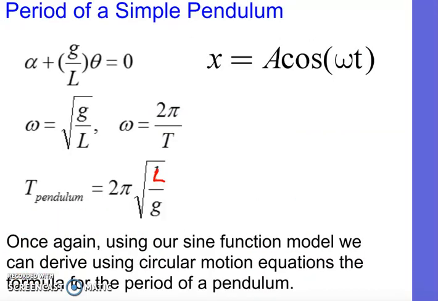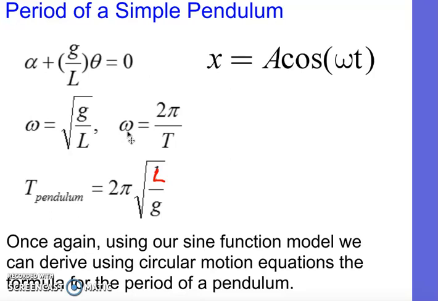Now, just like the mass spring system, our solution is going to be what we call a second order linear differential equation, and that's a mouthful. But basically, when we do some calculus to this, we're going to end up with something that's a sine or cosine function. And the omega is going to end up being the square root of g over L. So the angular velocity of this pendulum can be found using the square root of the acceleration due to gravity over the length of the pendulum string.